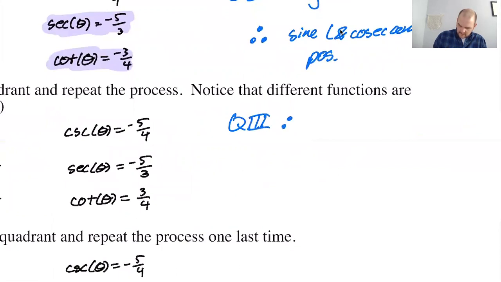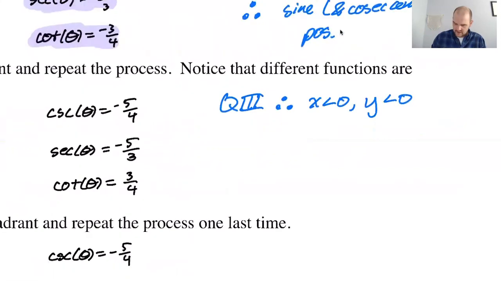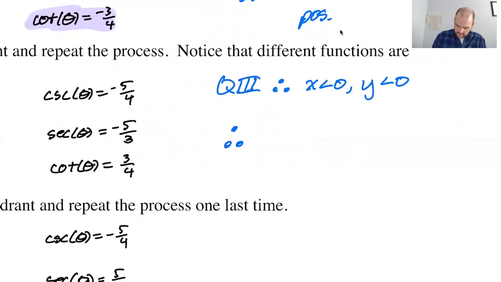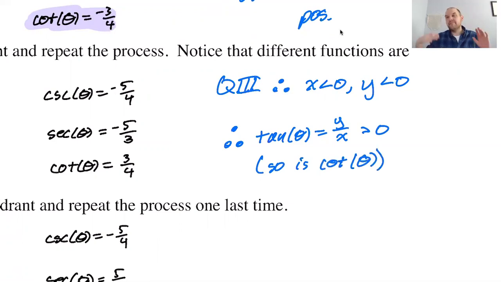which means that x is less than 0 and y is less than 0, which means the only thing that could be positive is something that uses both x and y, and tangent, because it's y over x, does. So I'm going to say, therefore, tangent of theta, which is equal to y over x, is greater than 0. And so is cotangent, but you really talk about the main ones. You talk about is sine positive, is cosine positive, is tangent positive. You know the reciprocals have to be.